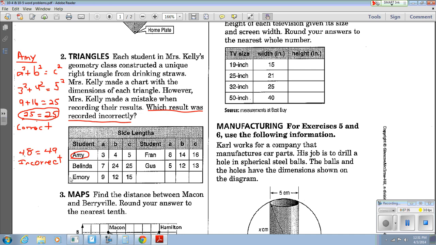All right, pause the video here. Take a look at Belinda, Emery, Fran, and Gus and figure out which one's incorrect.